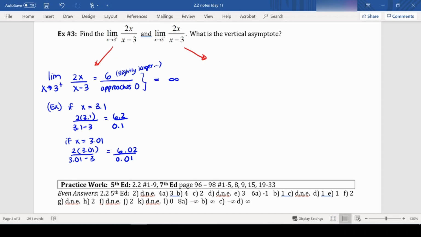Okay. If I think about this logically, this makes sense. I basically have 6 on the top and I have a teeny tiny number on the bottom. If I divide, I'm going to get a really big answer. The smaller I make the number on the bottom, the bigger my answer is going to be. So eventually that answer is going to become absolutely huge and approach infinity. Okay. We can try this from the left as well.